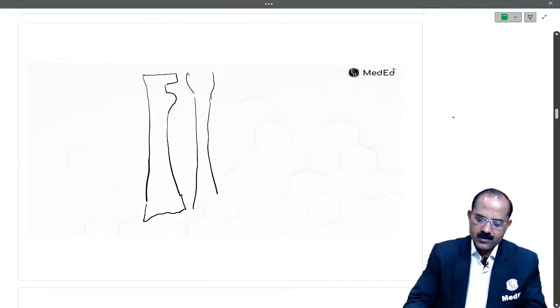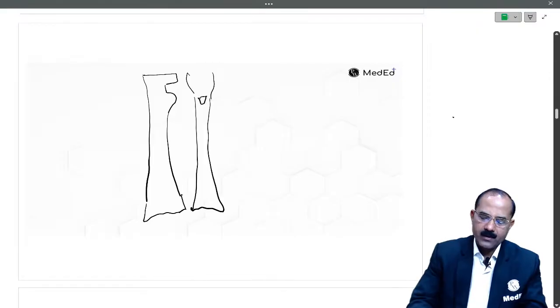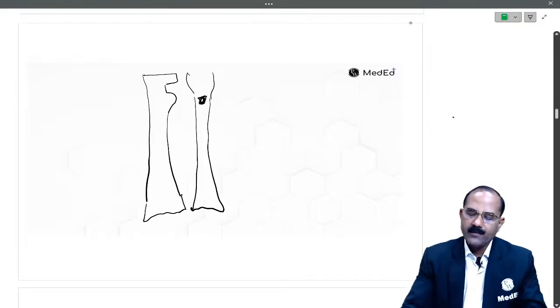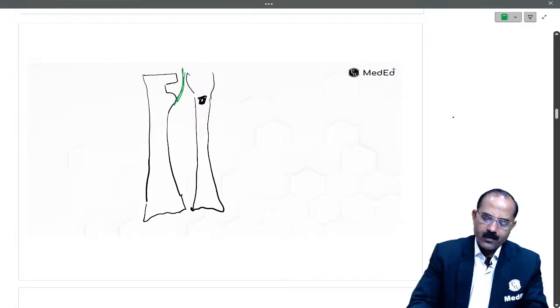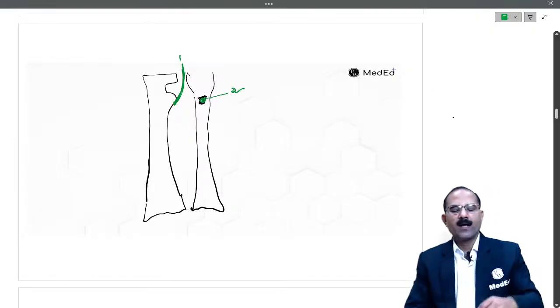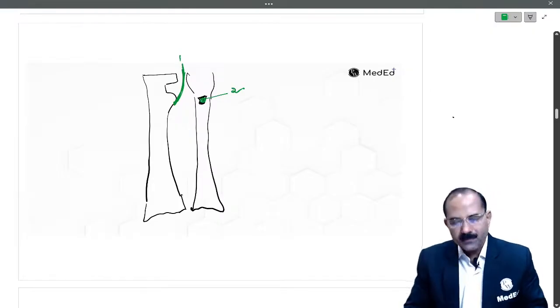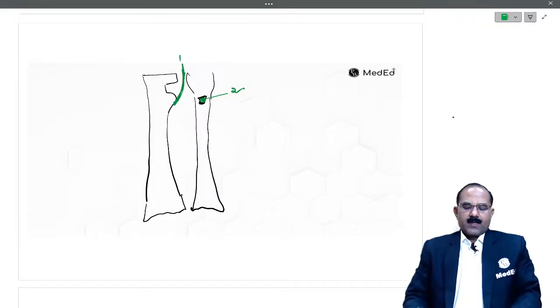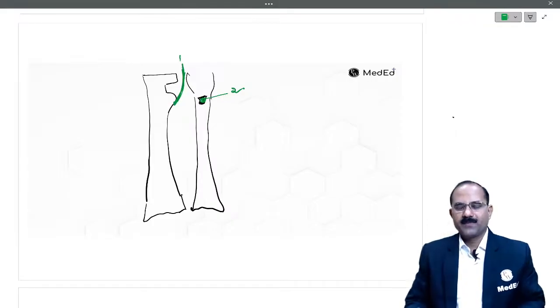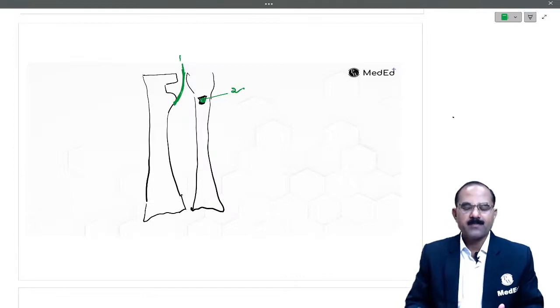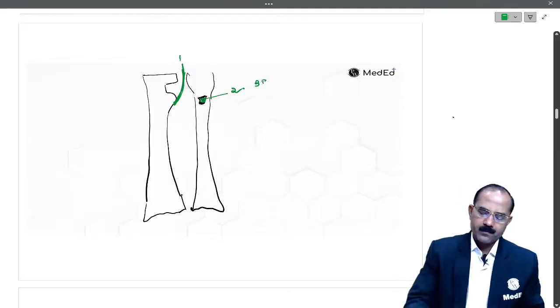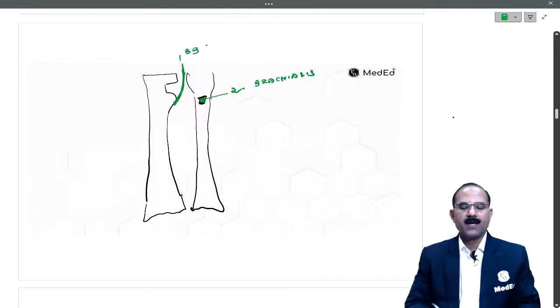Okay, let me just draw this for you. And that's the ulnar tuberosity. Chalo bachcho, can anyone tell me what is this number 1 that I've drawn which is attached to the radial tuberosity, and what is this number 2 attached to the ulnar tuberosity? Number 1 attached to the radial tuberosity is the biceps brachii, and attached to the ulnar tuberosity is the brachialis.